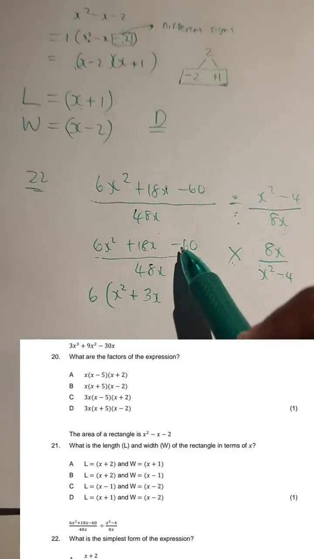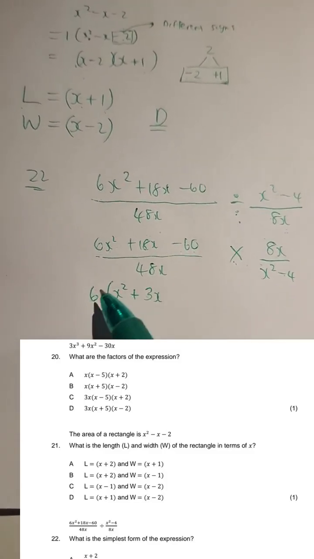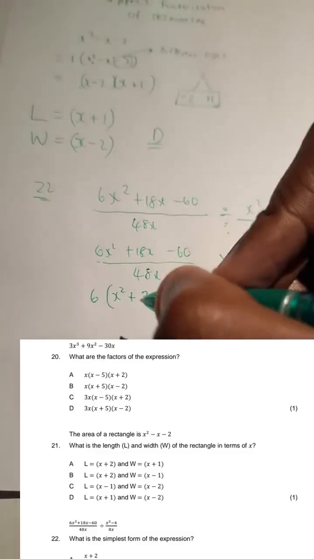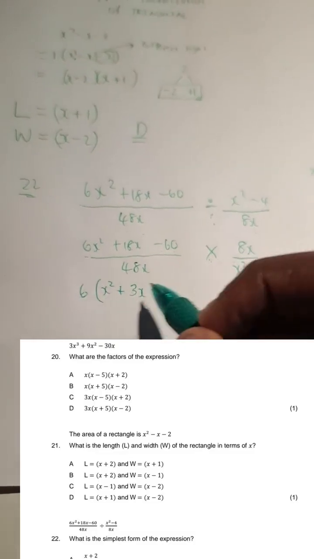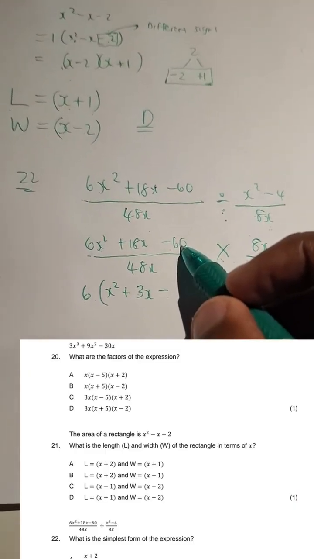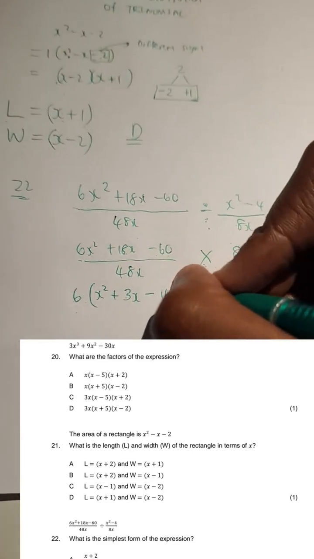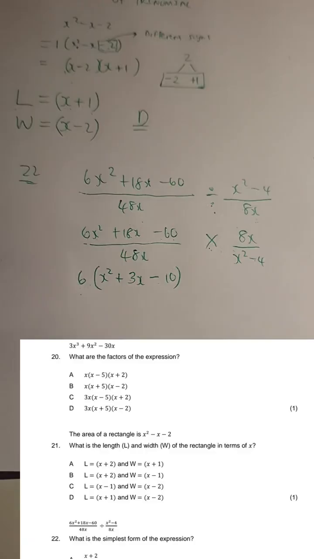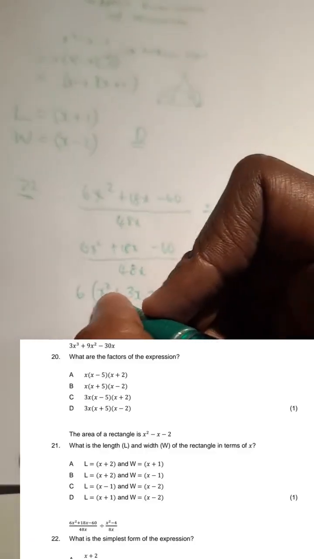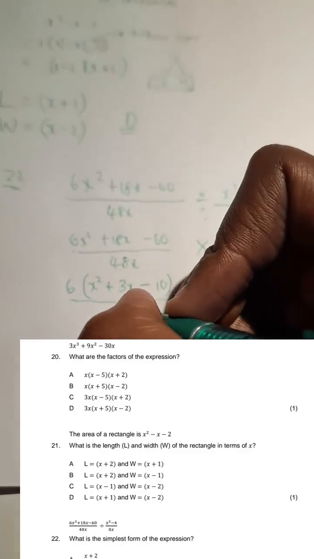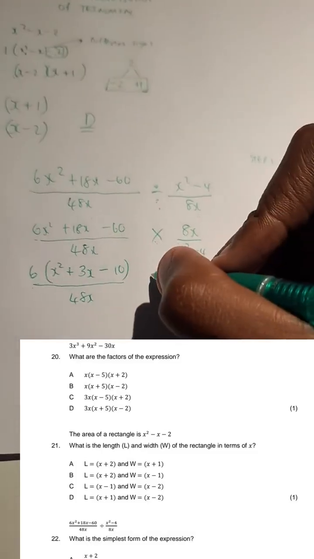6 times what gives you negative 60? Positive times what gives you a negative? It's negative. And then 6 times what gives you 60? Or you can say, what is 60 divided by 6? It is 10. So that is how we factorize that numerator. We have over 48x. We are going to leave that for now.